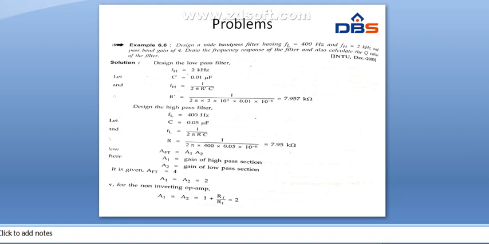The total passband gain is 4. So divide it between the high pass and low pass sections. Here we can write A1 equal to 2 and A2 equal to 2.